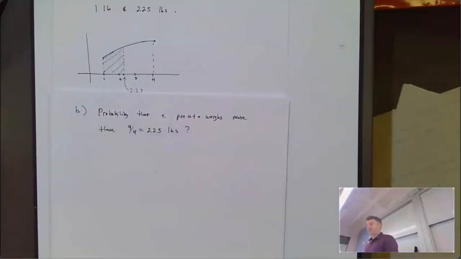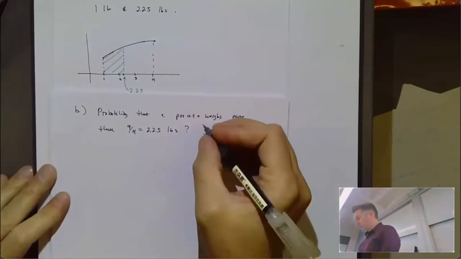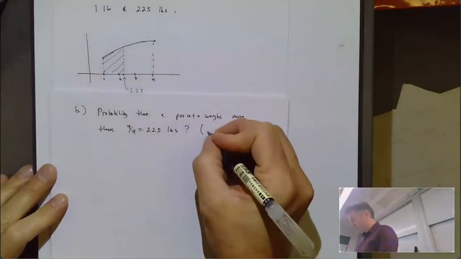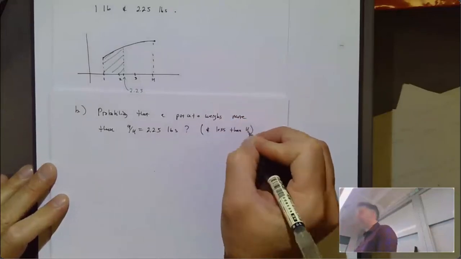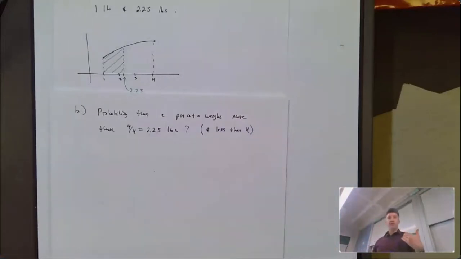Well, it's just the rest of the area, right? If we know the probability of a potato weighing less than 2¼ pounds and more than 1, right? Because we have to be between 1 and 4. I didn't say it here, but the implicit thing not being said is it's also less than 4 pounds, because all the potatoes we were talking about are between 1 and 4 pounds. If we know the probability of weighing between 1 and 9/4 is 19/56, then the probability of weighing more than 9/4 is 1 minus 19/56.